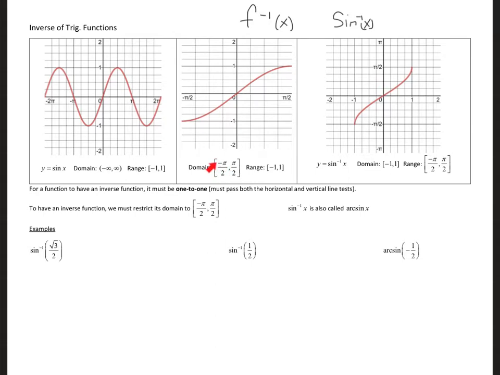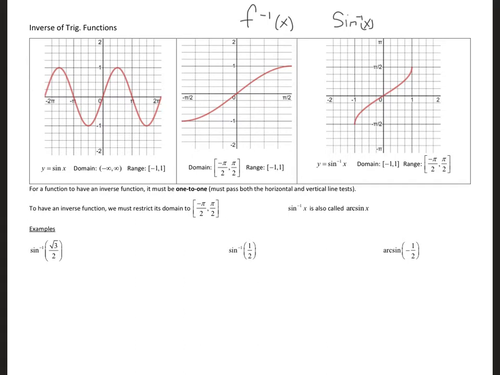And we restrict the domain by having the domain start from -π/2, which is the same as -90 degrees, to 90 degrees, which is π/2. And you can see the restricted domain. Now, if I do the horizontal line test, you can see the graph passes. If I do the vertical, it does pass too. If I do the horizontal, it does pass too. So it's 1 to 1.